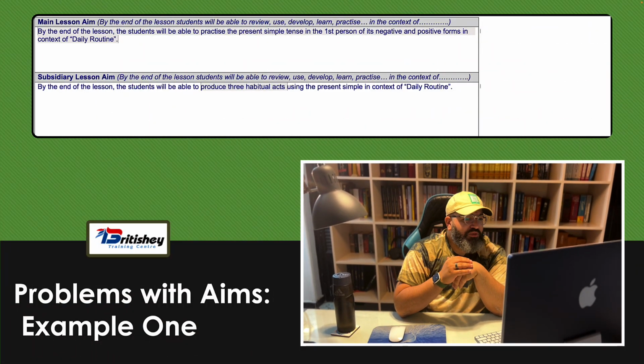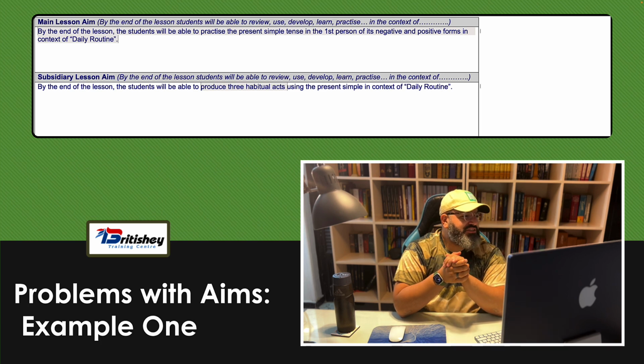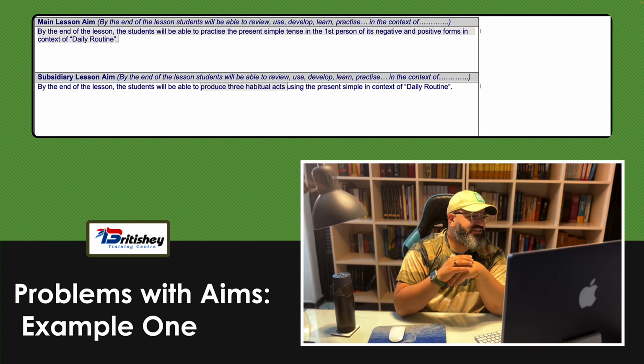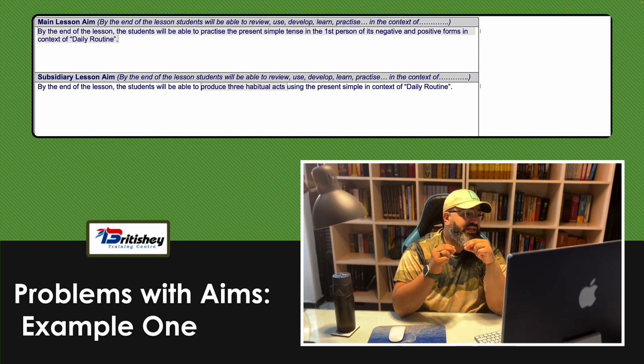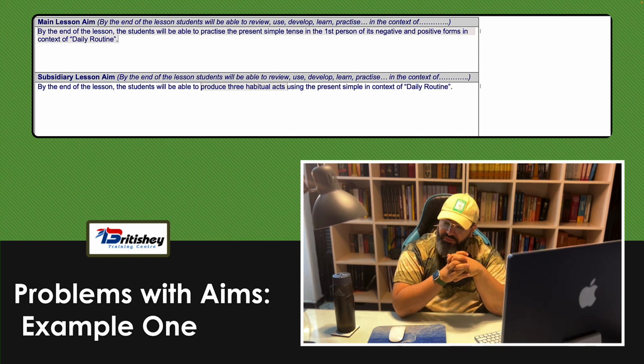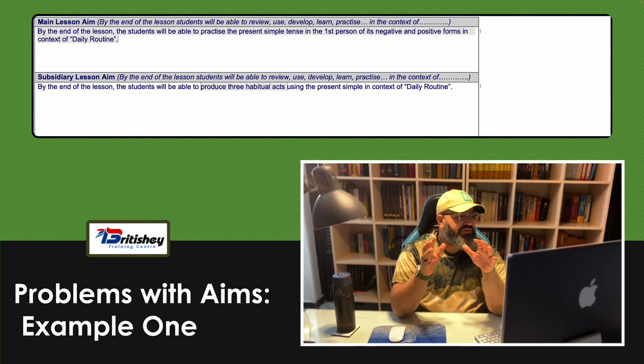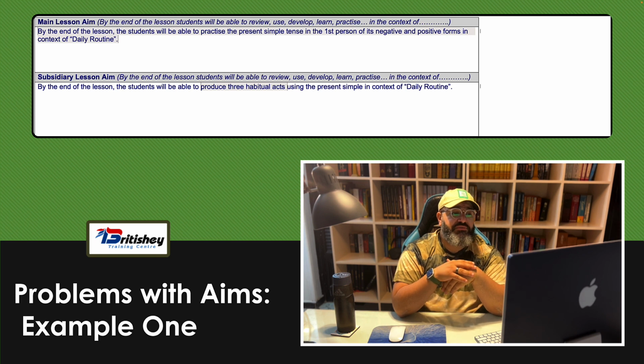So, we've got here a main aim and a sub-aim. Let's read the main aim. It says, by the end of the lesson, the students will be able to practice the present simple tense in the first person of its negative and positive forms in context of daily routine. Okay. Now let's read the sub-aim. By the end of the lesson, the students will be able to produce 3 habitual acts using the present simple in context of daily routine.